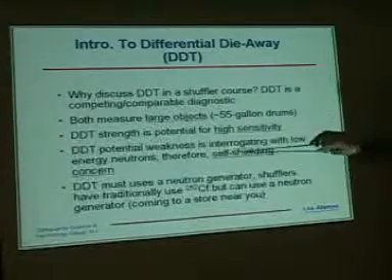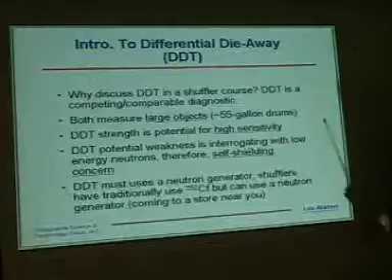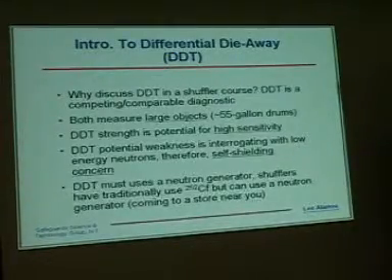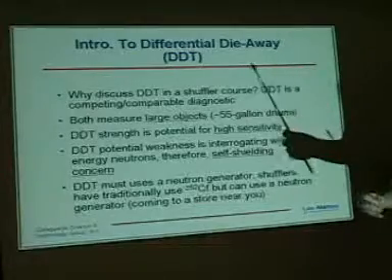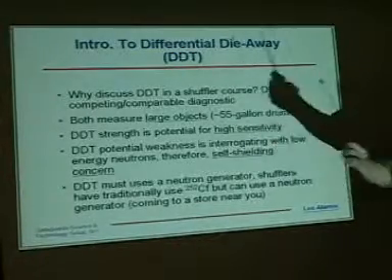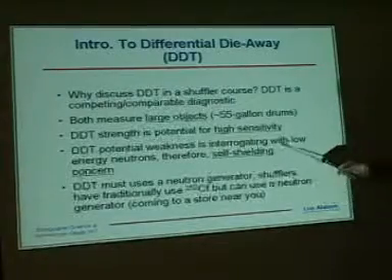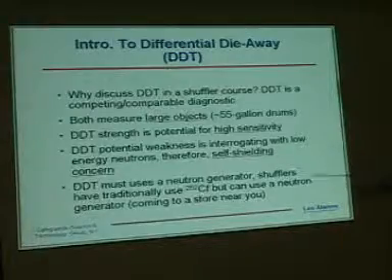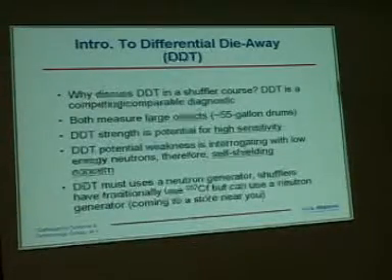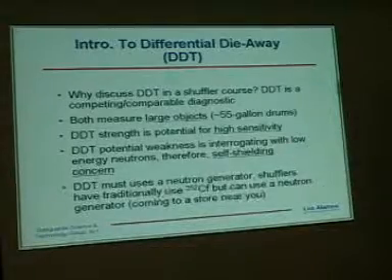But its potential weakness is the self-shielding issue. It's interrogating with essentially thermal neutrons. Now, what's interesting, I remember when I first heard about differential die-away, you're getting your neutrons from a DT generator, 14 MeV, so higher energy. And you say you're interrogating with thermal. That's sort of a mixed statement, which I'll get to in the next slide. Differential die-away must use a neutron generator. A shuffler could use a neutron generator, but up to date it always used californium.